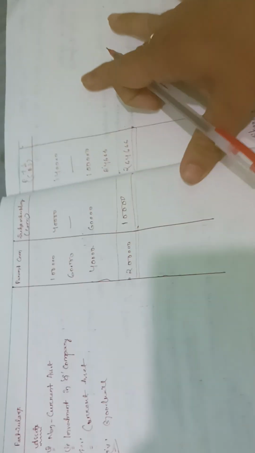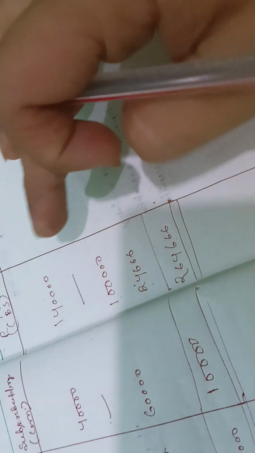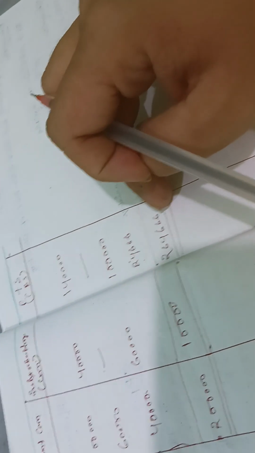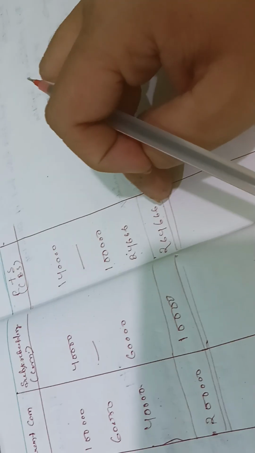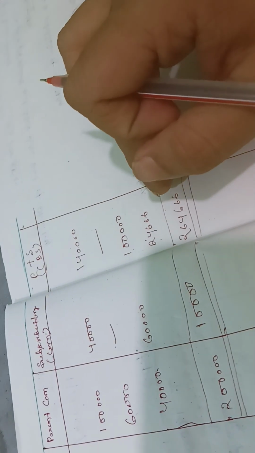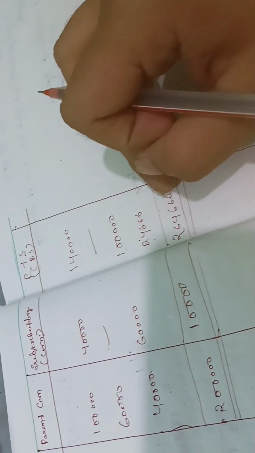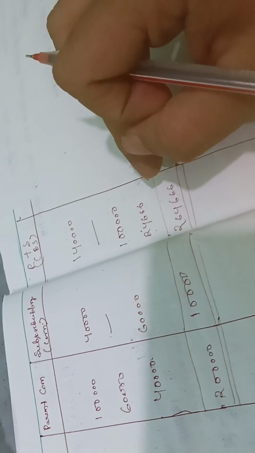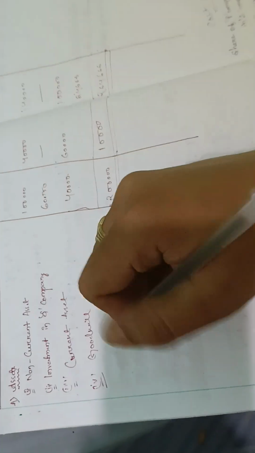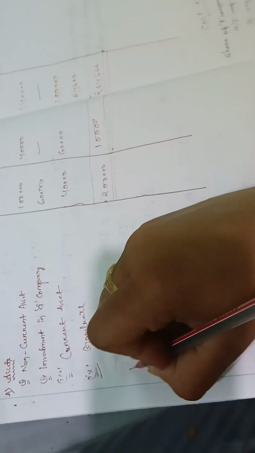64,666. It is the final item and balance of the asset side of the consolidated balance sheet, by adding the parent company asset side item and the subsidiary company asset side item. Then we will go to the liability side.